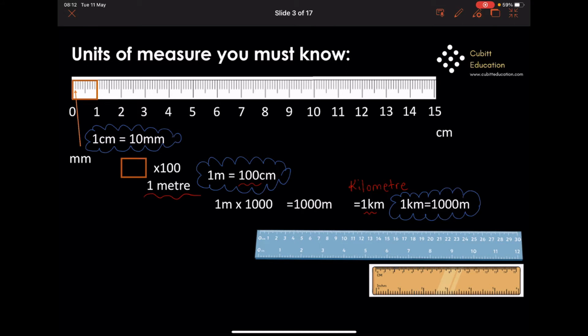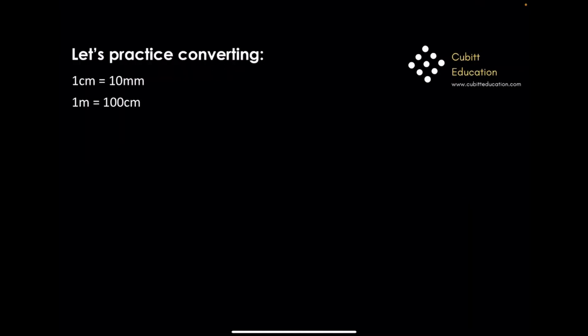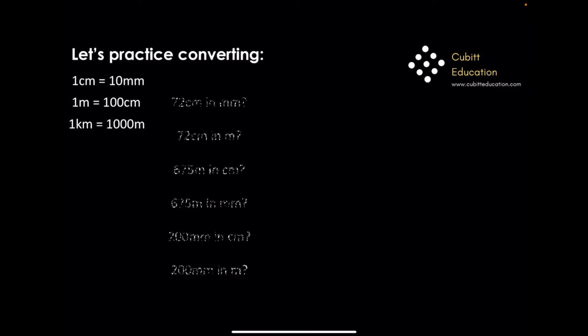Okay, so let's just have a little go at using these then. I've written them all down here, just to help you remember for now. Again, the smaller ones are the millimetres going into the centimetre, and then you've got the centimetres going into a metre, and the metres going into a kilometre. Now, if you can remember those conversions, you might know them already. Then you can convert different measurements. And I'm going to show you a way of doing that now.